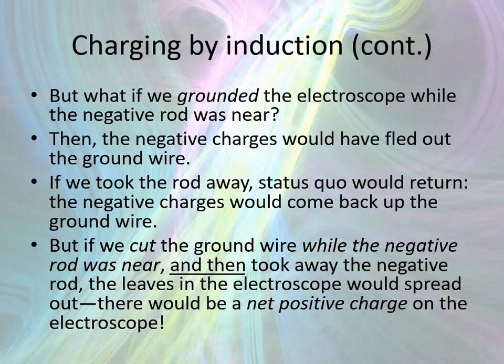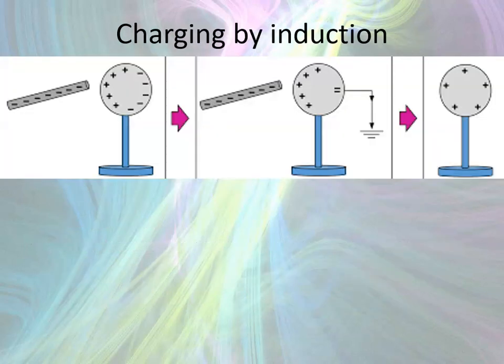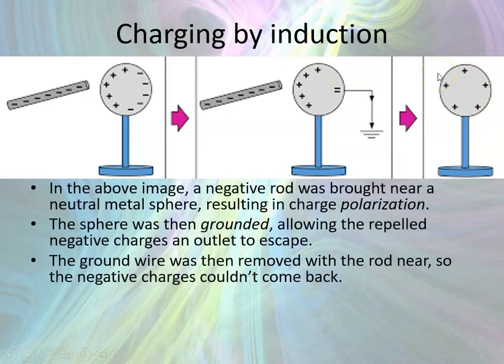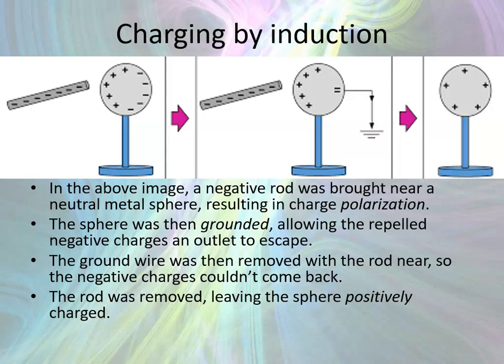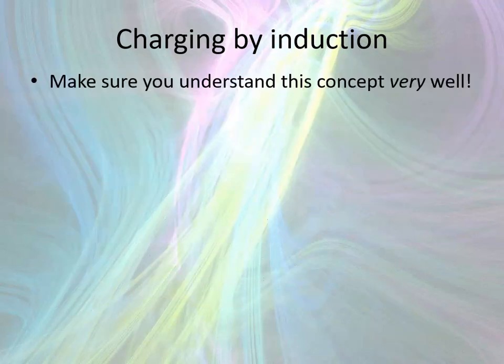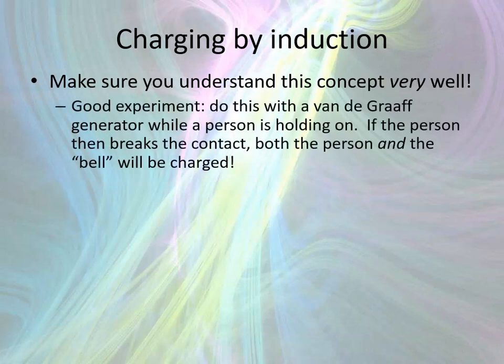It shows up all the time on the multiple choice part of the AP exam. So there's your charging by induction diagram. Negative charges come near, and the positives get attracted to that side. The negatives end up getting repelled, but then you have the ground wire. The negatives end up going bye-bye, leaving the positives. You cut the ground wire, and what's left is just the positives. And that is charging by polarization. So, again, as I mentioned, make sure to understand that really well.